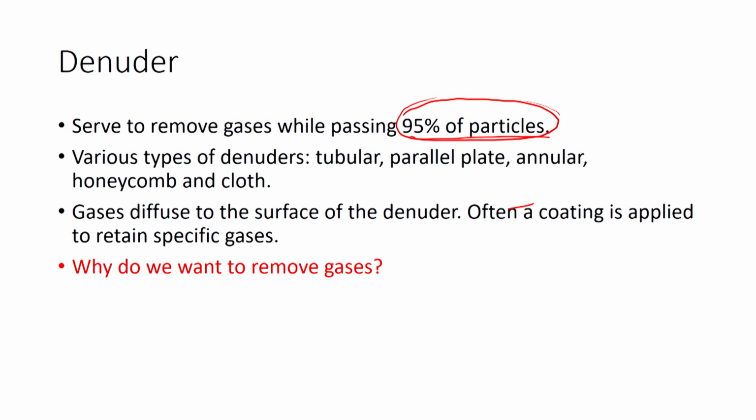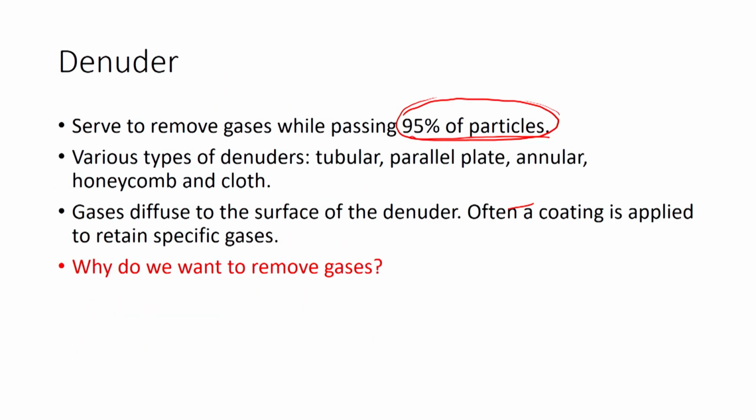I think in the previous lectures I said denuders, which remove gases, not humidity. They remove some of the gases. Various types of denuder are tubular, parallel plates, annular, honeycomb, and cloth kind of things. Gases diffuse to the surface of the denuder. Often a coating is applied to retain the specific gases. When that gas is retained, you can use it for the analysis.